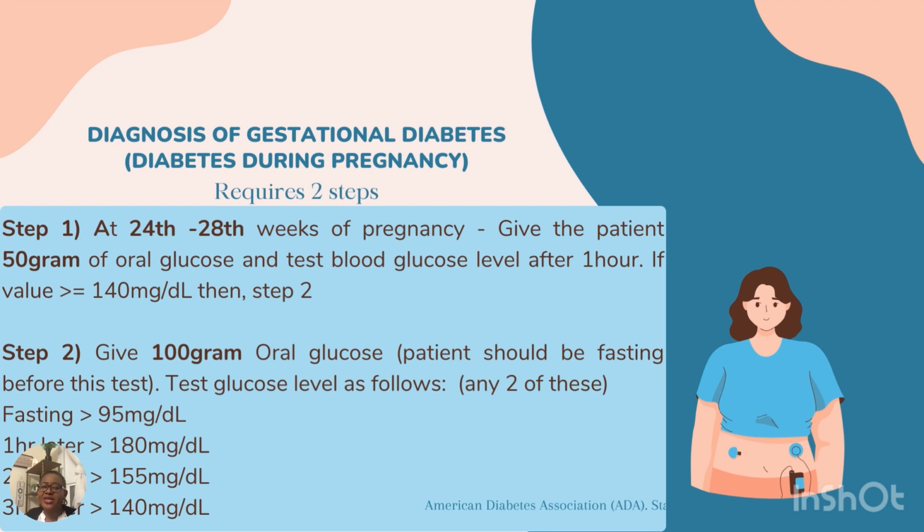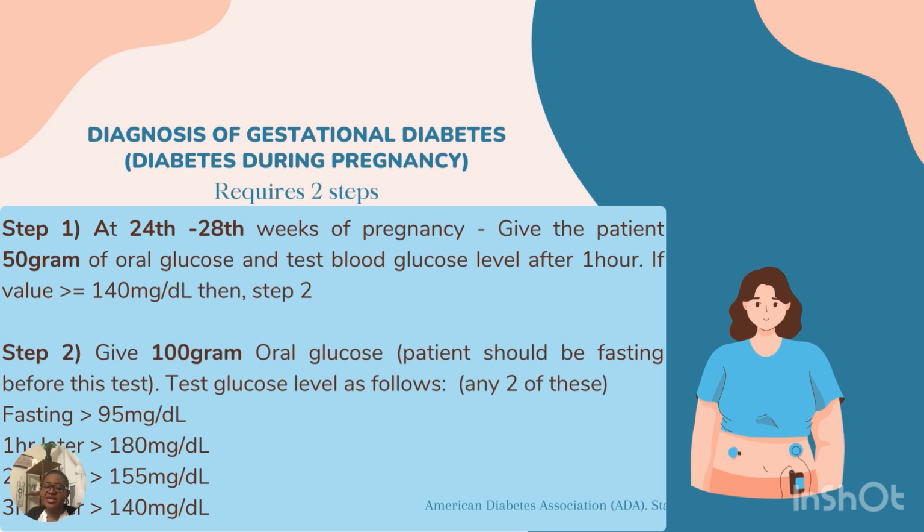Now, the first step is that the patient comes into the clinic and we give her 50 grams of oral glucose. And 1 hour after she drank this oral glucose, her blood sugar level will be tested. If 1 hour after drinking this glucose her blood sugar level is greater than or equal to 140 milligram per deciliter, then in order to be sure, we'll take the second step. So that is why it is called the two-step method.